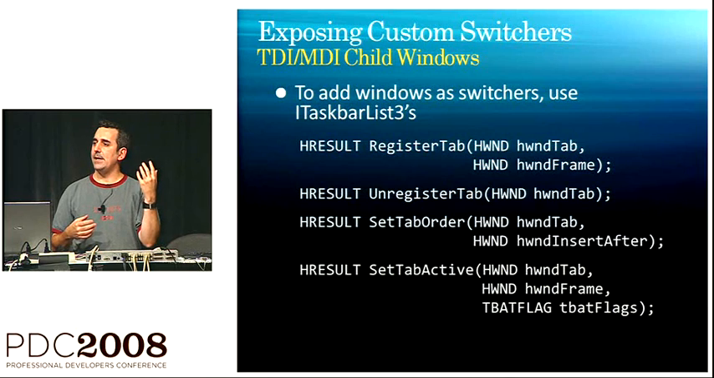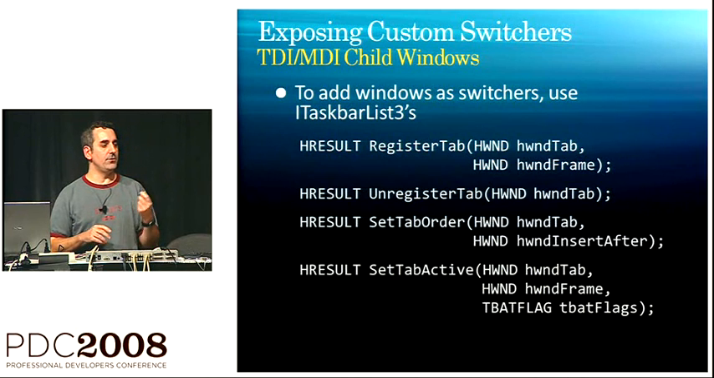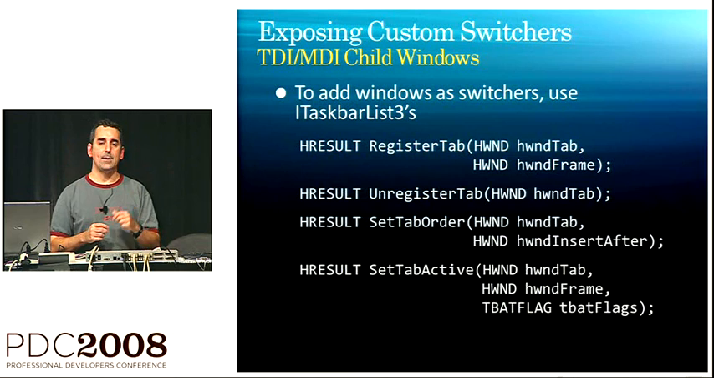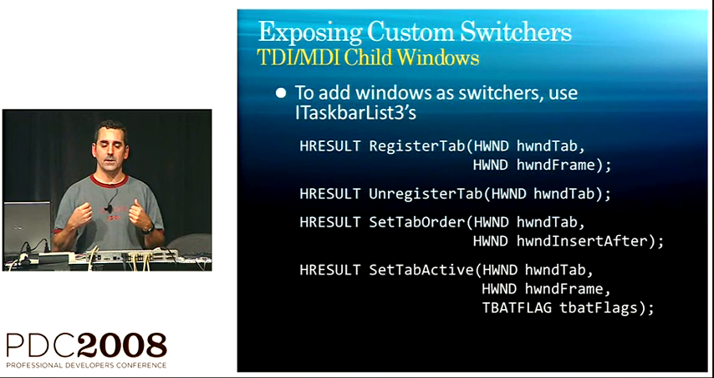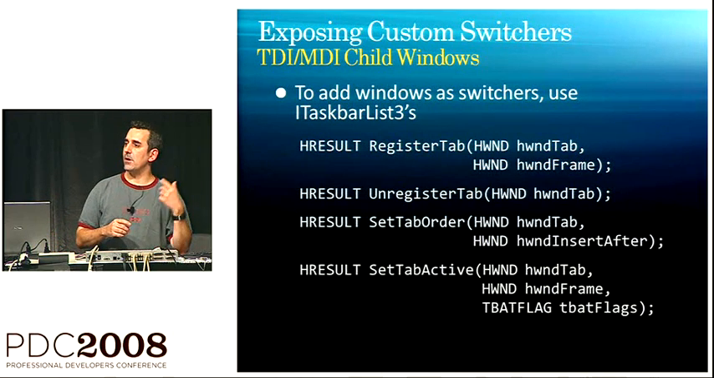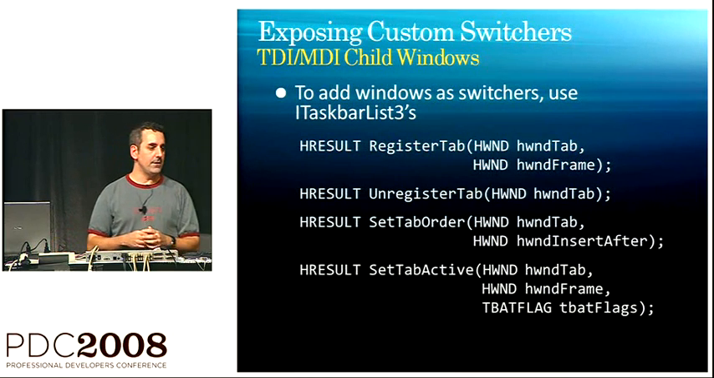Essentially how it works is you create a proxy window for each document that you have in your application. These would be off-screen windows that wouldn't normally appear on the taskbar, so they would have like a tool window style on them. And you use this register tab API to tell the taskbar this window is going to be used as a proxy for a document of my application. And so you just register and unregister these guys as documents get created and destroyed.